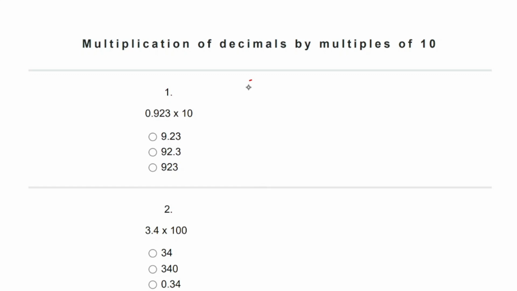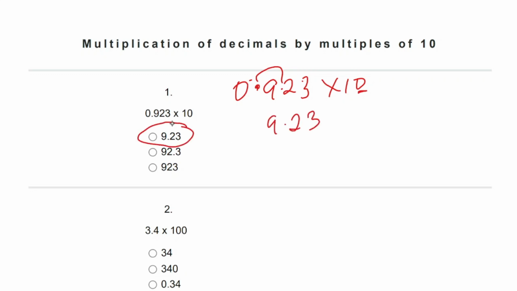The first question is 0.923 multiplied by 10. Since you're multiplying by a power of 10, you are moving the decimal point a place to the right. So it becomes 9.23. That is the first option here. I hope that is clear.